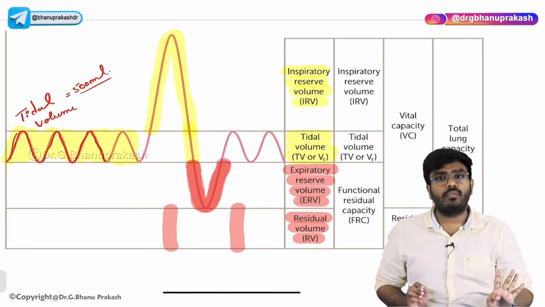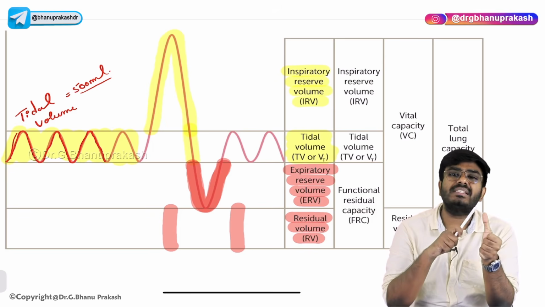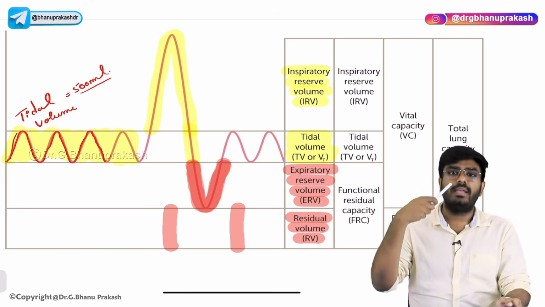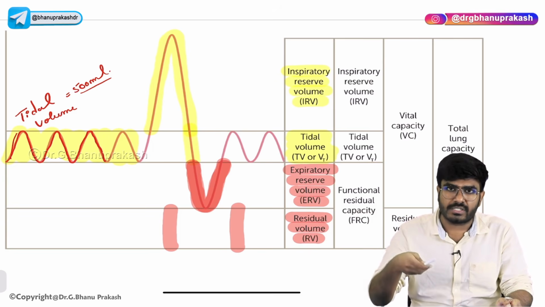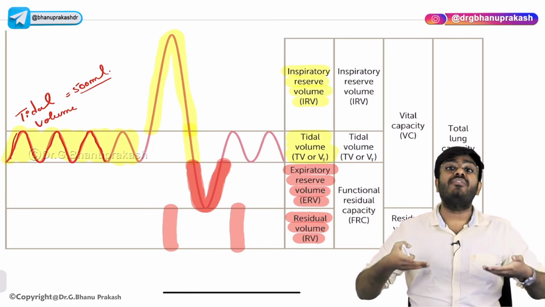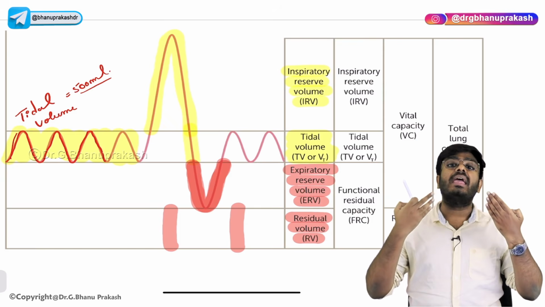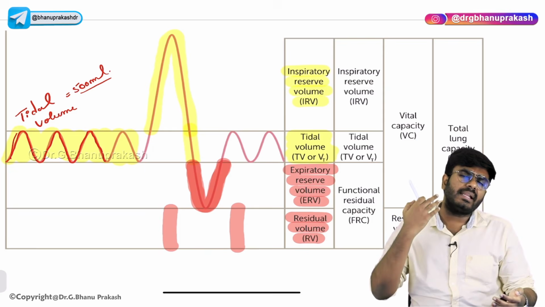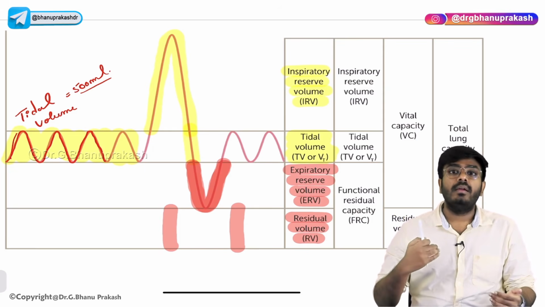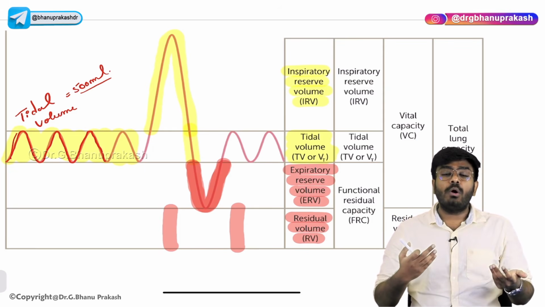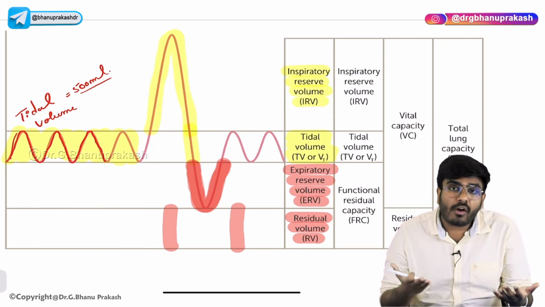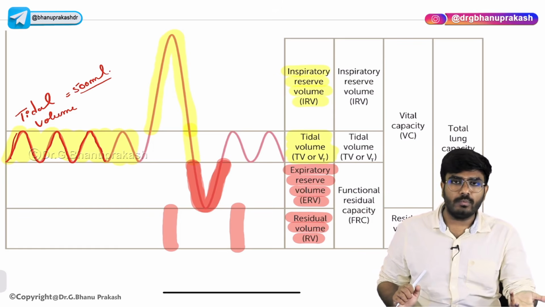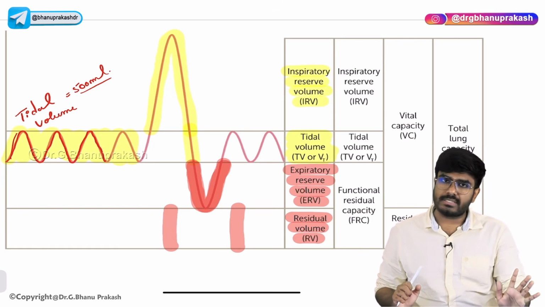So, 4 important volumes which we have discussed. First volume is tidal volume. Tidal volume means normal respiration: inspiration, expiration, inspiration, expiration. That is 500 ml. With effort, you can take some extra air into your lungs. That is inspiratory reserve volume. With effort, you can take extra volume out of your lungs, that is expiratory reserve volume. And the last volume is residual volume, that cannot be taken out by any means.